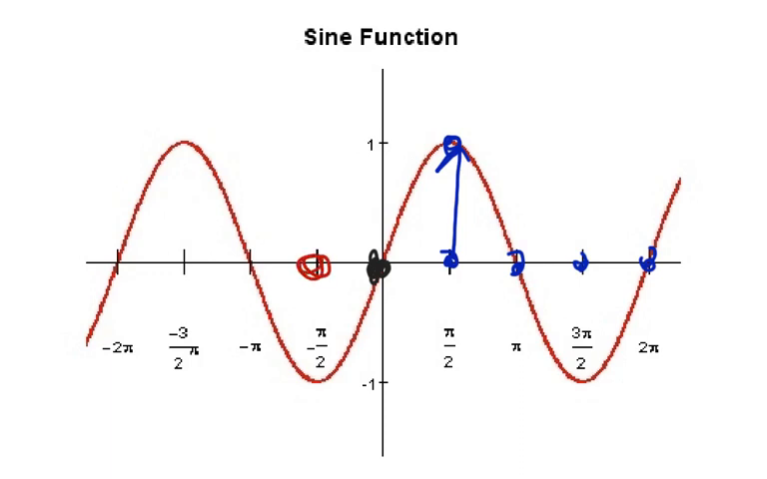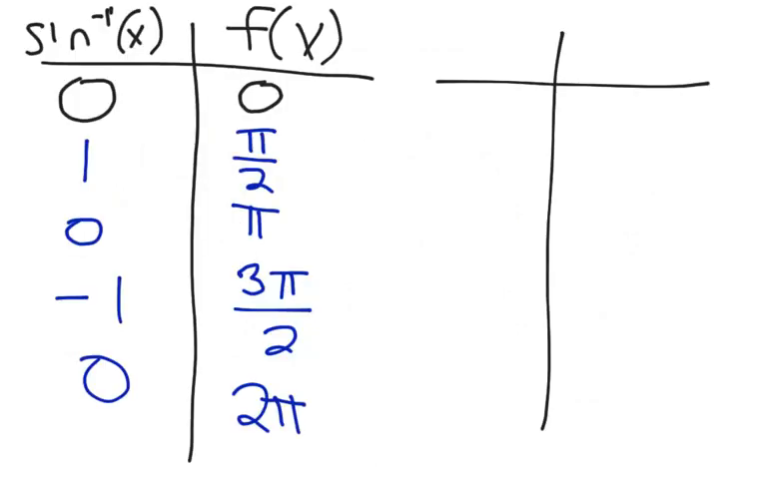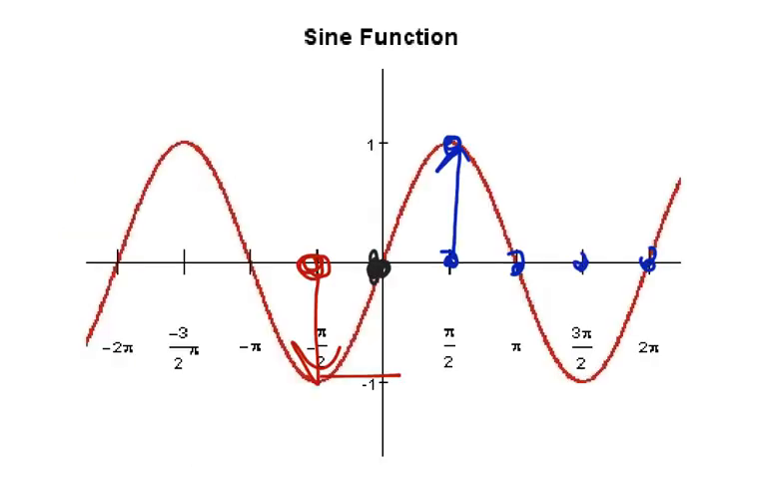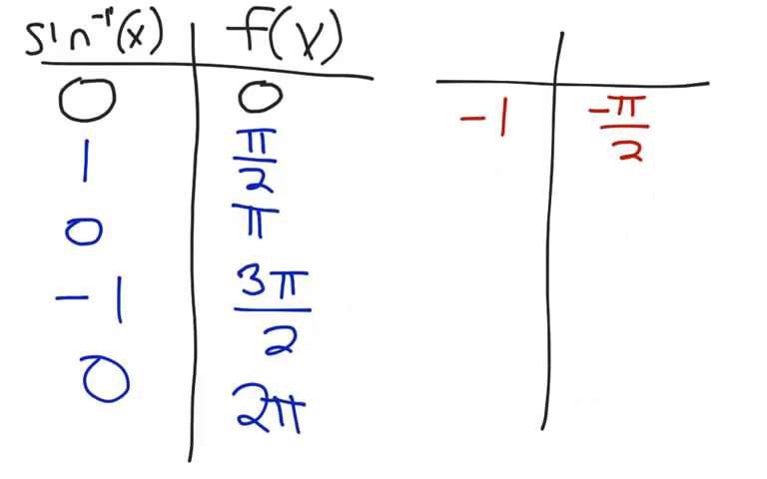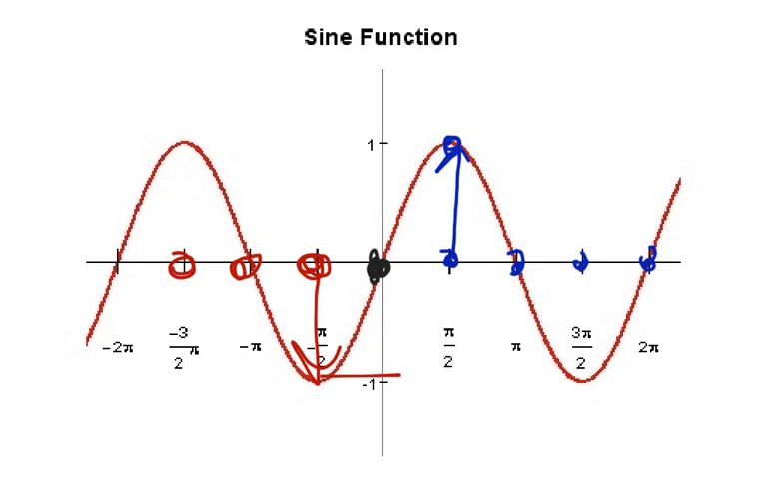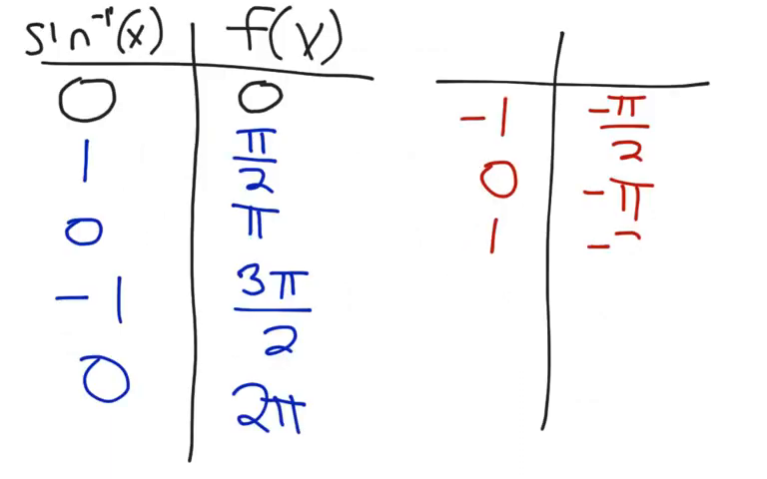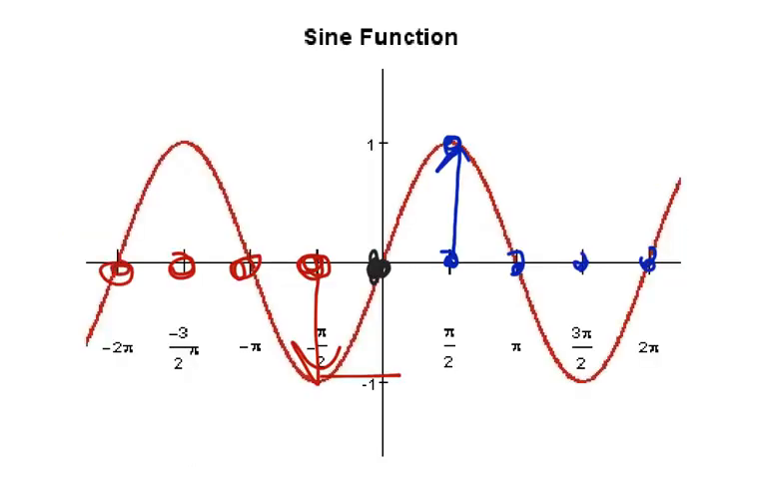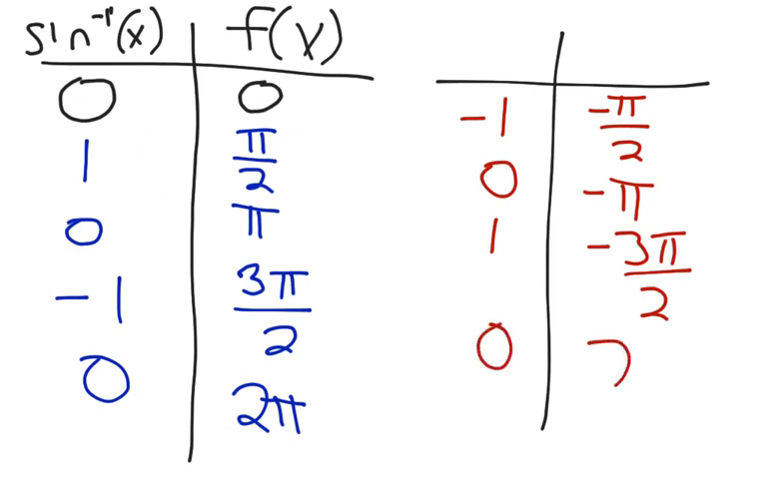All right, what is it at negative pi over 2? Negative 1. You guys see how we're just looking at the y values? Okay. So we put negative 1 here, negative pi over 2 here. Okay, what about negative pi? 0. Okay, and what about negative 3 pi over 2? 1. Okay, and what about at negative 2 pi? 0.